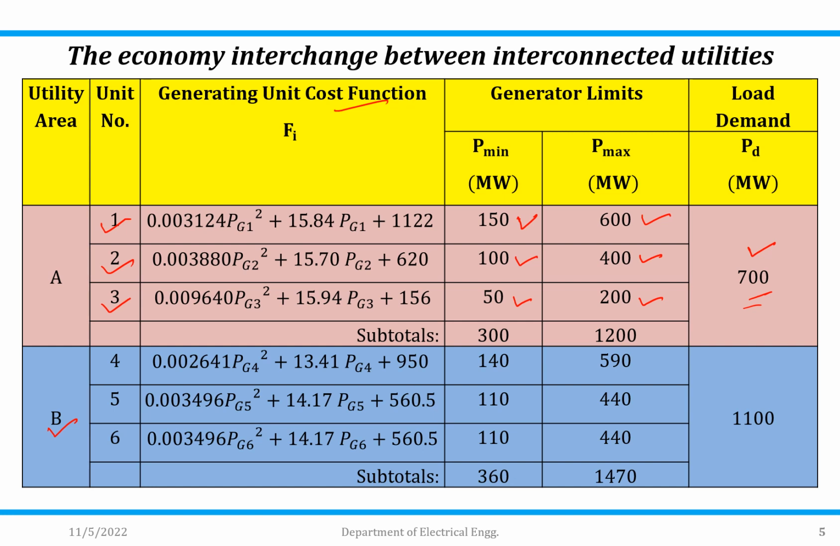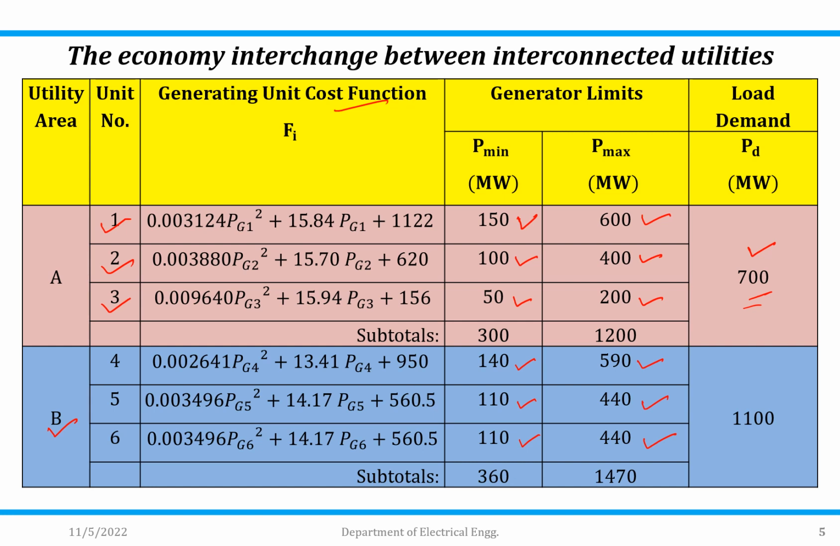So for generator G4, minimum generation is 140 megawatt, maximum is 590. Then for generator G5, minimum is 110, maximum is 440. And for generator 6, minimum generation is 110, maximum generation is 440. So if you see here, the total minimum generation will be 360, as we have added 140 plus 110 plus 110. And here maximum generation for area B is 1470.